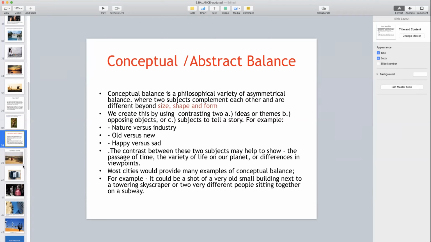So contrast between these two subjects may help to show the passage of time, the variety of life on our planet, the difference in viewpoint. What I was trying to give you was an example of difference of viewpoint. There it was a link with the same viewpoint. He believes in that philosophy, and that's why he salutes that balloon even. Most cities would provide many examples of conceptual balance. As I said, rich versus poor. Background could be a happy hoarding. Foreground could be a sad scenario. For example, it could be a shot of a very old small building next to a towering skyscraper, or two very different people sitting together on a subway.